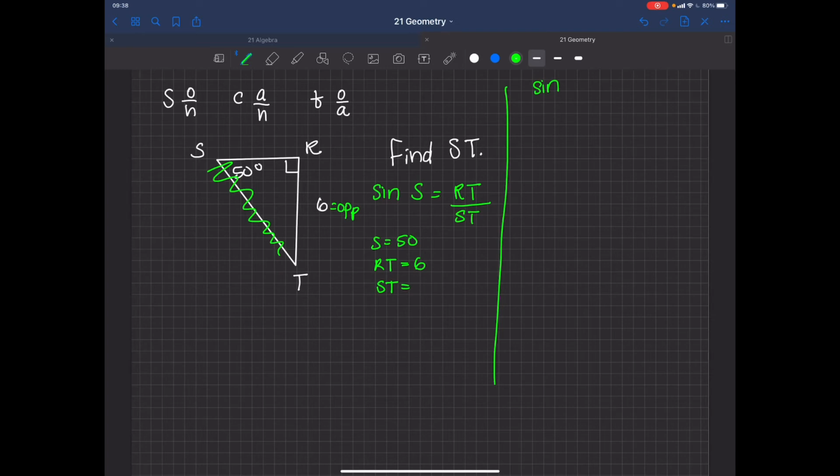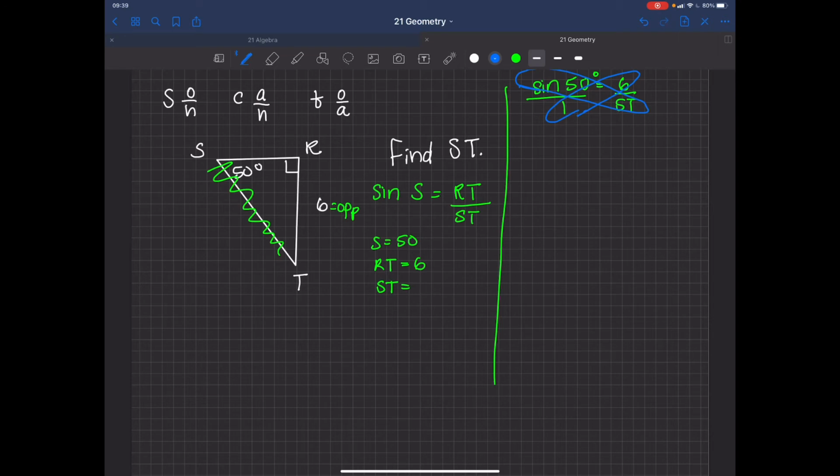Sine of 50 degrees, remember to be in degree mode, is equivalent to 6 divided by ST. So I'm going to put the sine over 1 and I'm going to cross multiply. So when I cross multiply, I'm going to get ST times sine of 50 degrees and then 1 times 6.